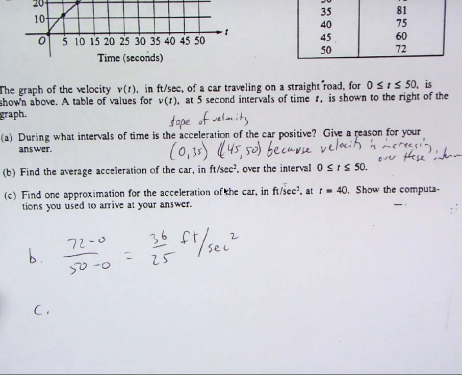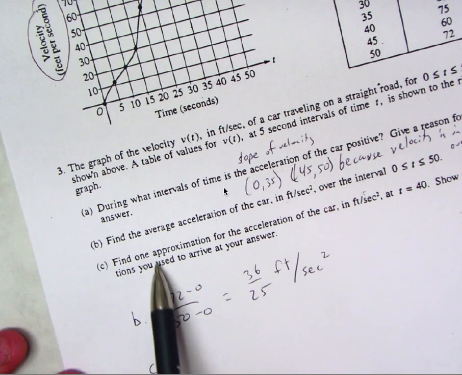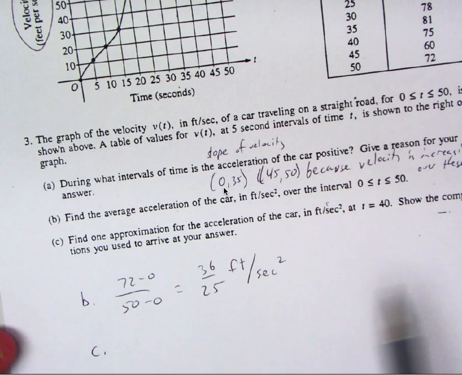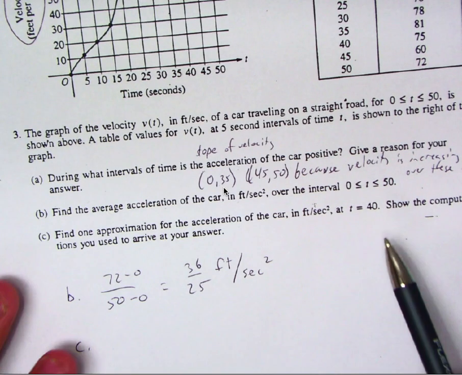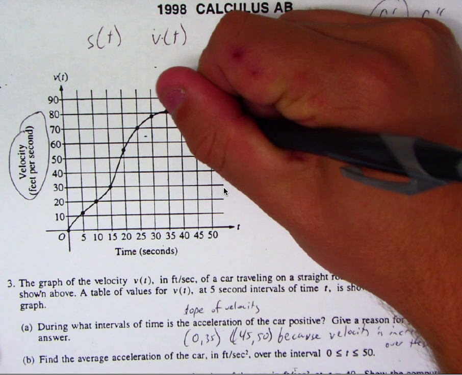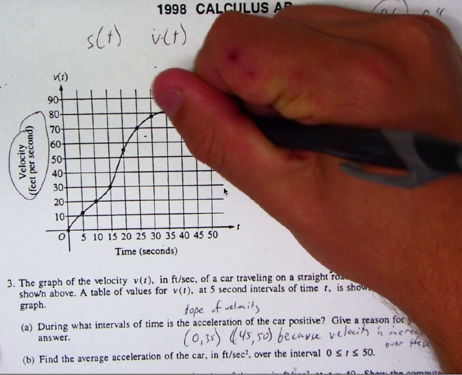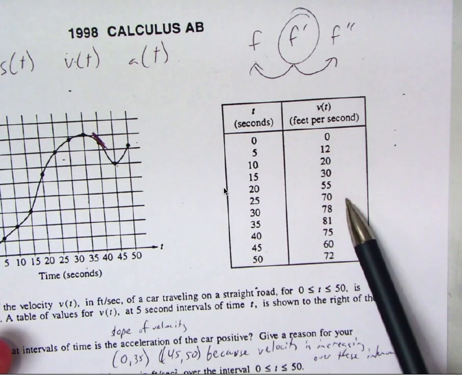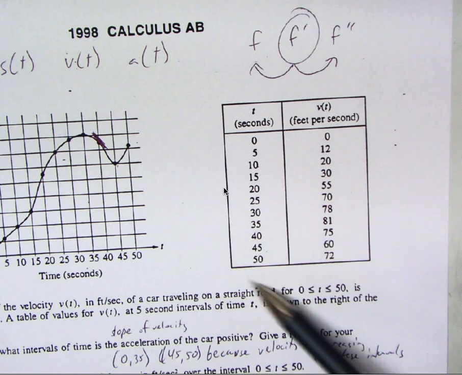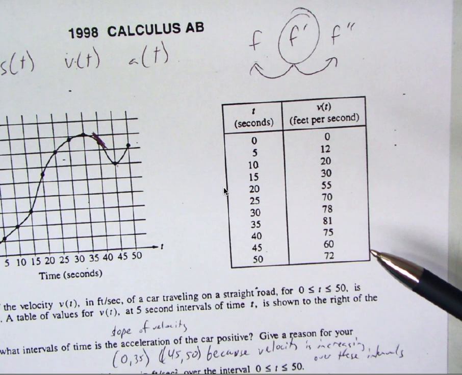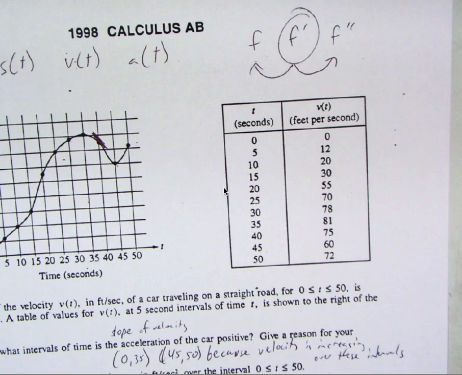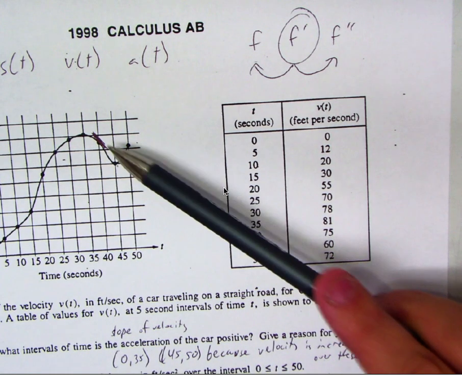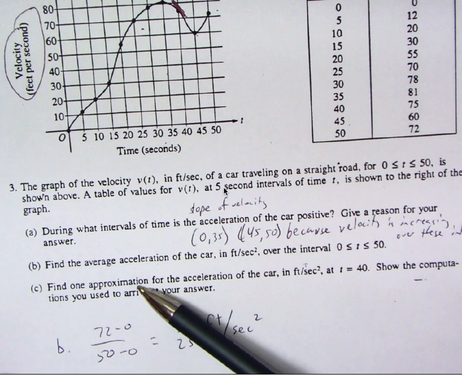C. Find one approximation for the acceleration of the car at t equals 40. Notice it says approximation. If it wanted to know the exact slope at t equals 40, we would have to know more information about this. We'd actually have to know the function value here. For those of you that have had stats, you cannot use any sort of regression for these problems. On the AP Calc exam, you can't use anything with regression. So just get that out of your mind. We have no way of determining what the function is. That's why it says approximation.